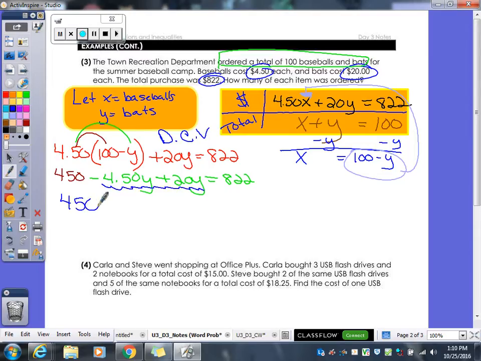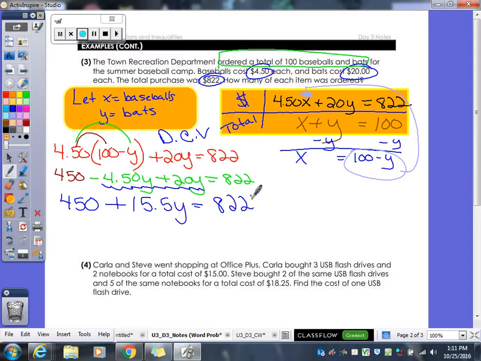So I want someone to do this in your calculator. Minus 4.50Y plus 20Y. And tell me what that is. Negative 4.50 plus 20. It's 15.5. Try it again. 15.5Y equals 822.